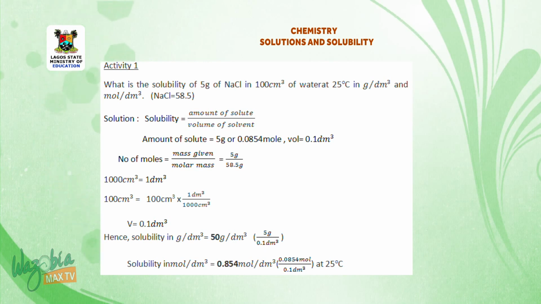The volume is 100 cm cube, so it is converted to dm cube. 1000 cm cube equals 1 dm cube. So 100 cm cube will be 100 cm cube times 1 dm cube over 1000 cm cube, which is 0.1 dm cube. Therefore, solubility in grams per dm cube will be 50 grams per dm cube, while solubility in moles per dm cube will be 0.854 moles per dm cube.